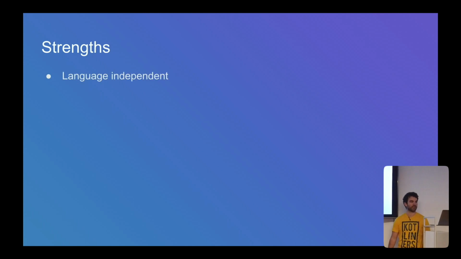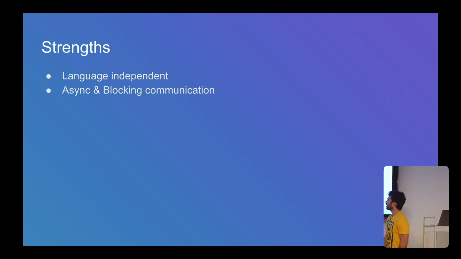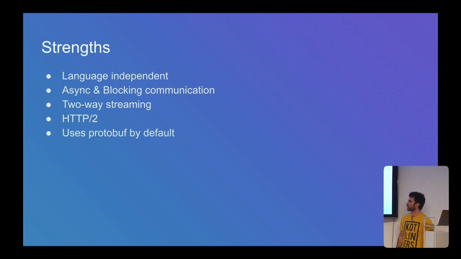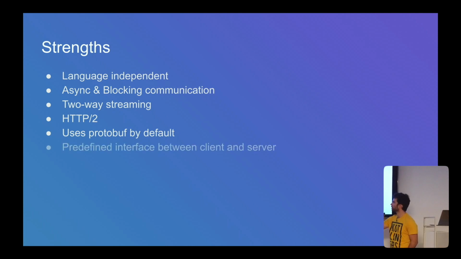So what are the strengths? It's language independent. It supports many languages like C#, C, Objective-C, and of course Java, which is important for us now. It supports async and blocking communication, which is always a nice thing. Two-way streaming, which will be the star of my demo, so I will talk a bit more about it later. It uses HTTP/2, and here is where Google comes back. It uses Protobuf, which of course was developed by Google.